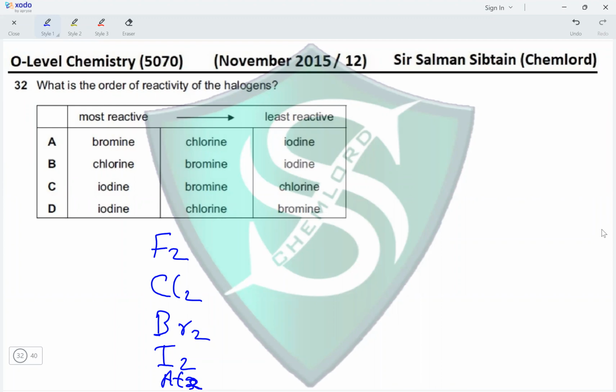So we have chlorine, bromine, and iodine in the given options. So chlorine would be the most reactive, followed by bromine, followed by iodine. So chlorine, bromine, iodine. The correct order of the halogens is present in option B, making B the correct option for this question.